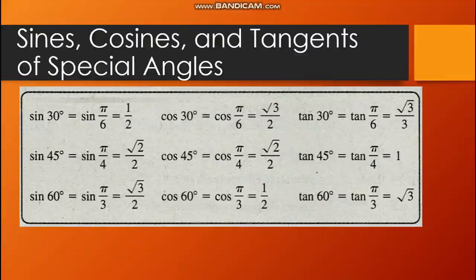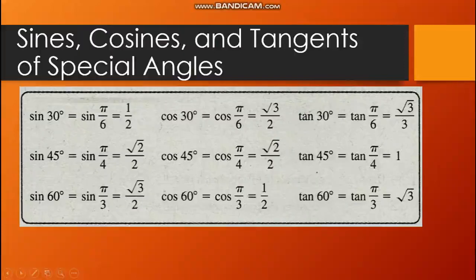Now, kagaya nito, mapapansin nyo yung sine 30 degrees or sine pi over 6 is equal to 1/2, equal siya sa cosine 60 degrees or cosine pi over 3, which is the same as 1/2. And for sine 60 degrees, mapapansin ninyo, square root of 3 over 2 equal din siya sa cosine 30 degrees because 30 and 60 are complementary angles. Same as for sine 45 and cosine 45 degrees.